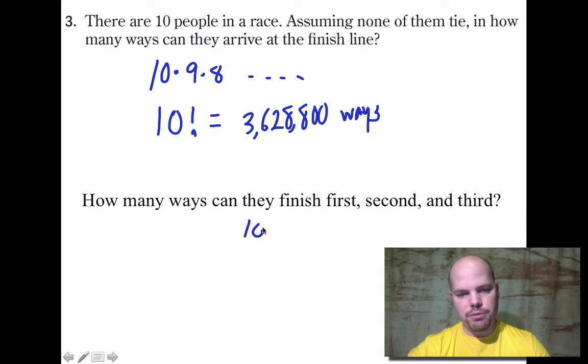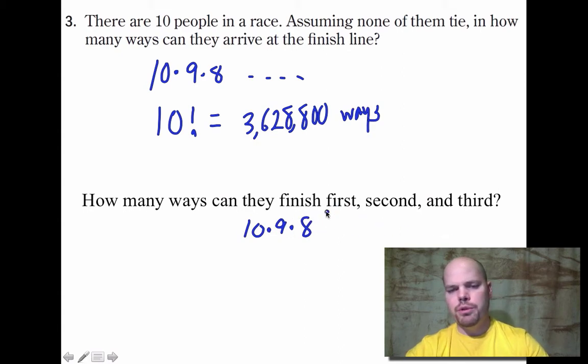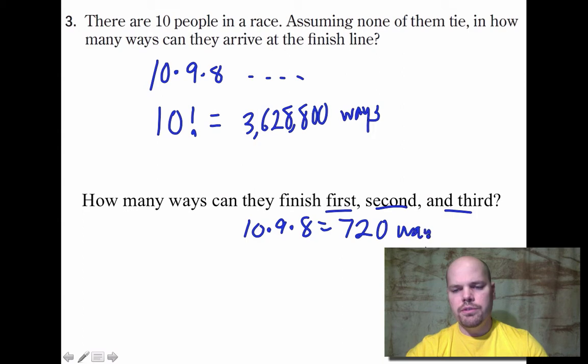Well, there's still 10 ways they could finish first. 9 ways for that second place person. 9 people left to take second. And then 8 people left to take third. And that's all we care about. We don't care about down to 1 because we're only looking at first, second, and third place. So 10 times 9 times 8. 9 times 8 is 72 times 10, so there's 720 different ways. So we can't use factorial notation for this because we're not going down to 1. We're just going 10 times 9 times 8.